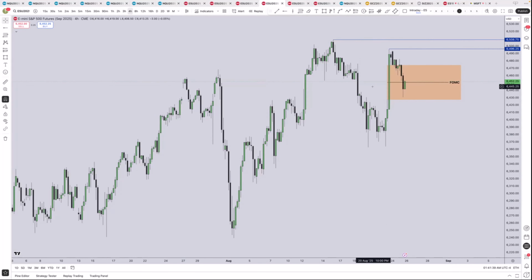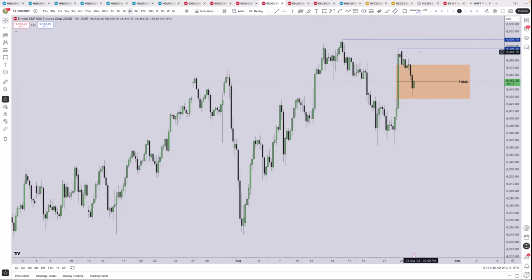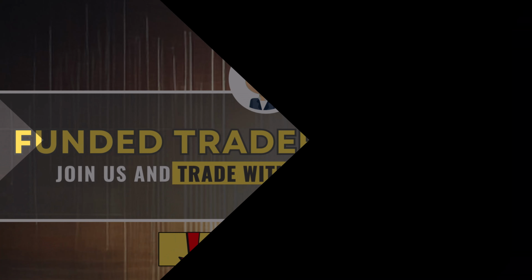So this is again a very quick rundown looking at these higher time frame charts to identify what the critical PD array areas are and the liquidity levels, and then accordingly we can plan a move based on what the price presents.